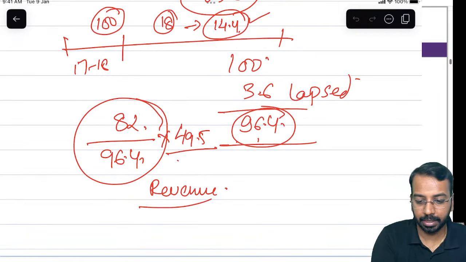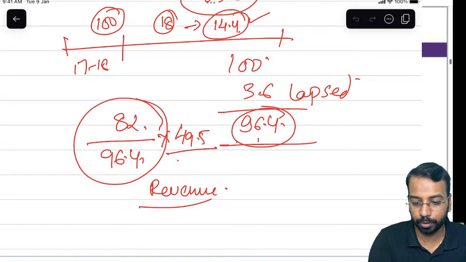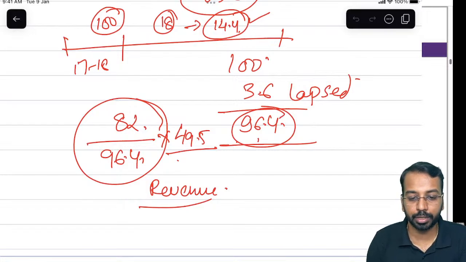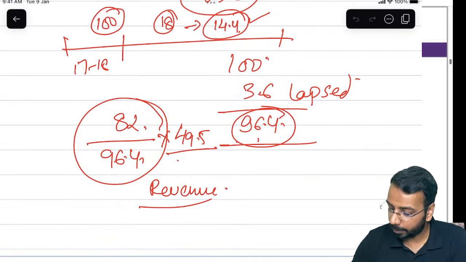That is 82 divided by 96.4, multiplied by 49.5. It is 42.10, 42.1 roughly. Okay. So balance part should be deferred.